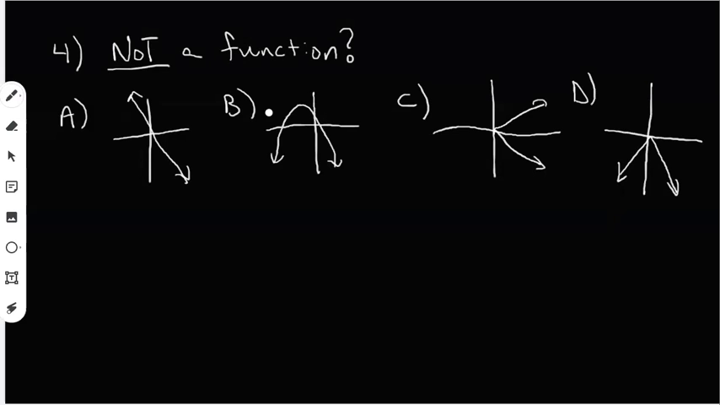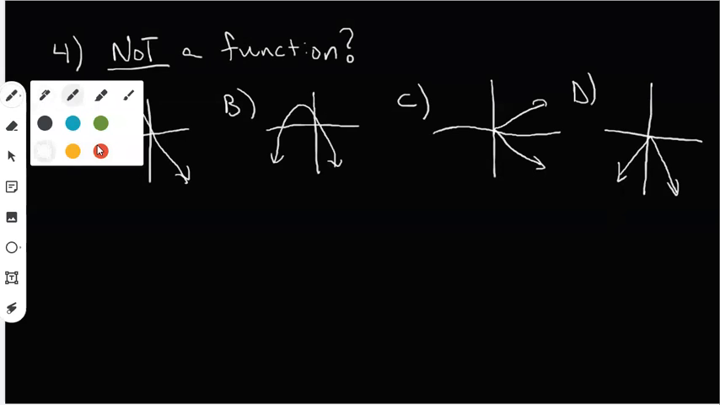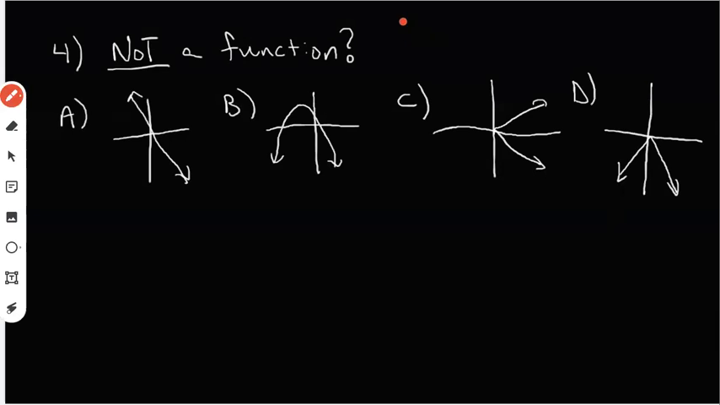So what we're going to do with these answer choices is subject them all to the vertical line test. For every single answer choice we have, I'm going to draw vertical lines. I'm going to draw a vertical line right here, right here, right here, and right here.